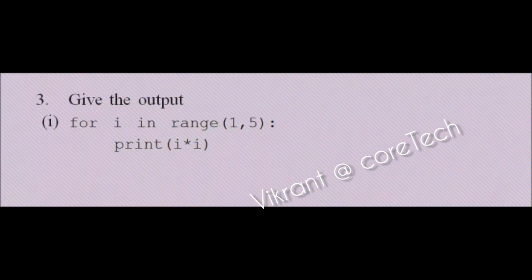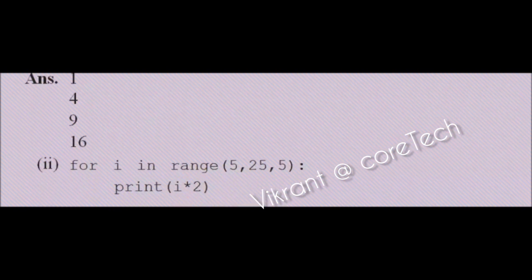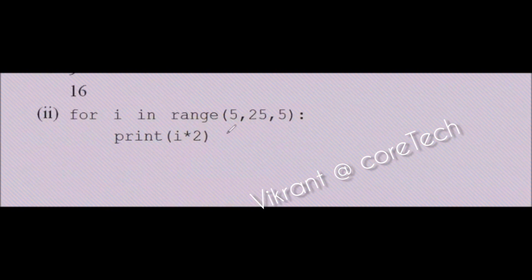For I in range 1 to 5 means the loop will start from 1 and end at 4. In the case of range, the second argument given will not be counted. So let's talk about the output. The printing part says that we have to make the square of a number. The result is 1 square, 2 square, 3 square and 4 square, meaning till 16. Let's look for the next one.